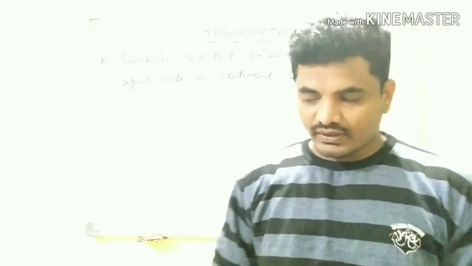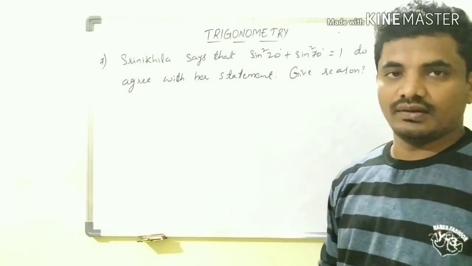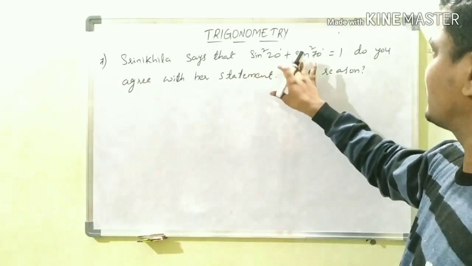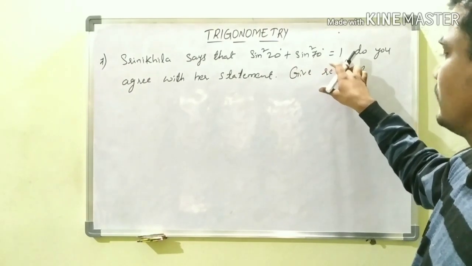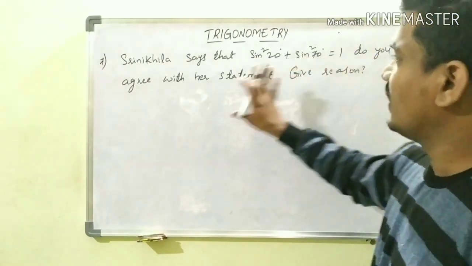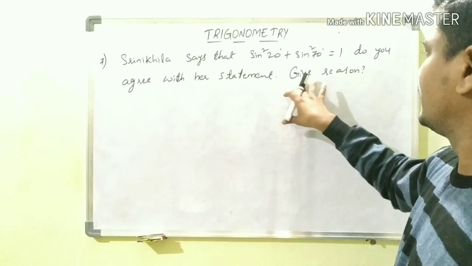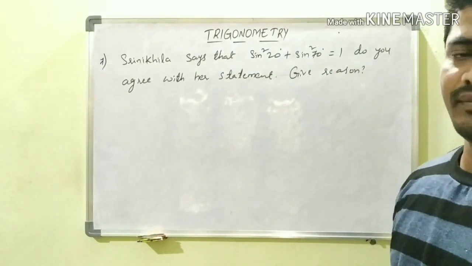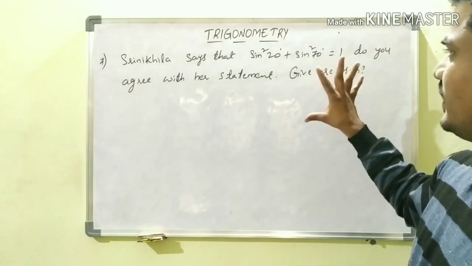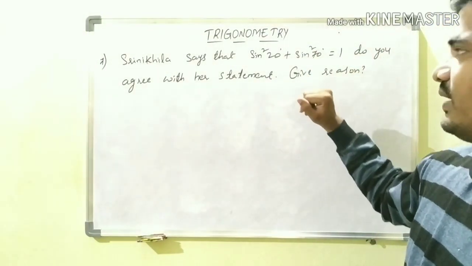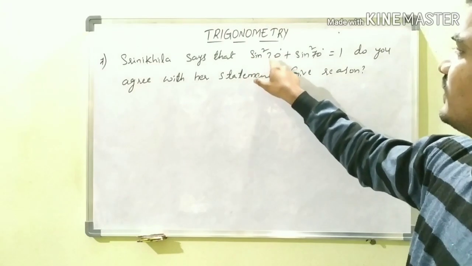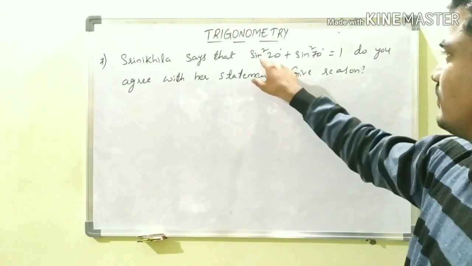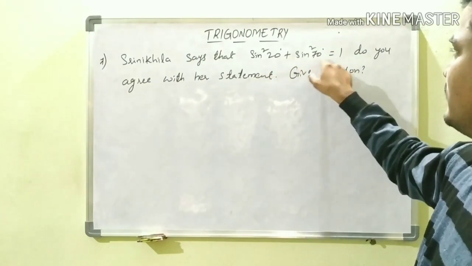Yes. Okay, such questions also will come. Like, the reason: Seneca says that sin square 20 degrees plus sin square 70 degrees equals 1. Do you agree with her statement? Give reasons. Yes, I can agree with her because when we apply complement angles, here sin square 20 I can write as cos square 70 degrees. Cos square 70 degrees plus sin square 70 degrees equals 1.